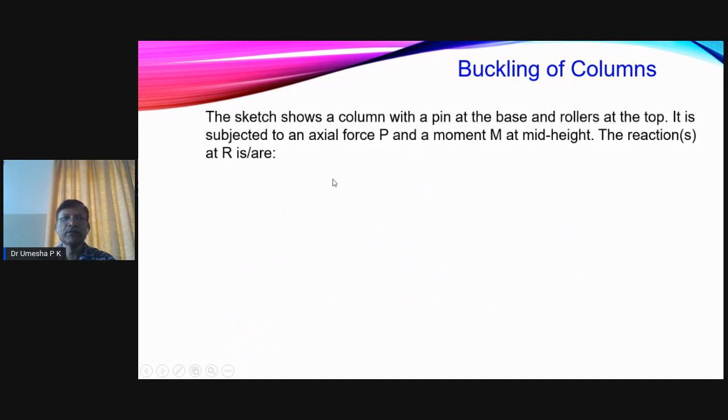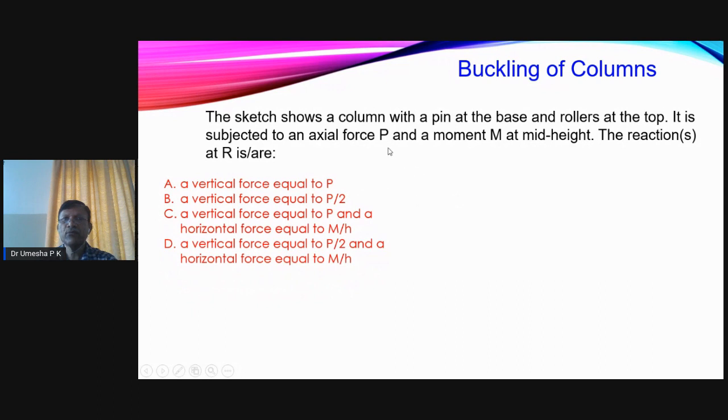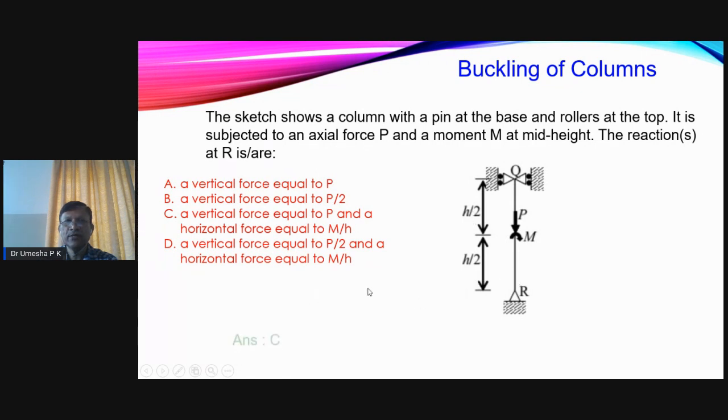So take another example. The sketch shows a column with a pin at the base and a roller at the top, subjected to an axial force P and a moment M at the midpoint. So what are the reactions that will be there? Once you calculate, the hinge will have a horizontal force. If you take the reaction at this point, one vertical force will be there and a horizontal force equivalent to M by H. So option C is the correct one.